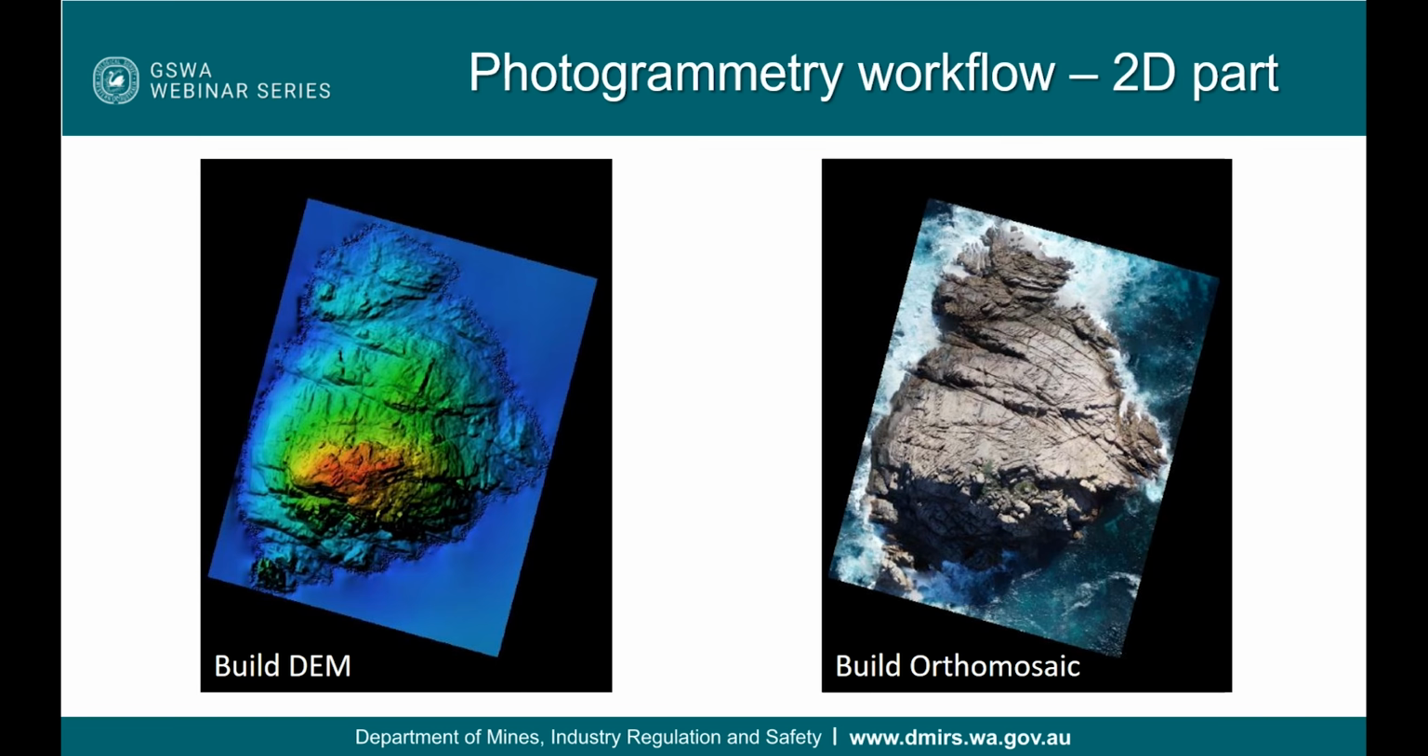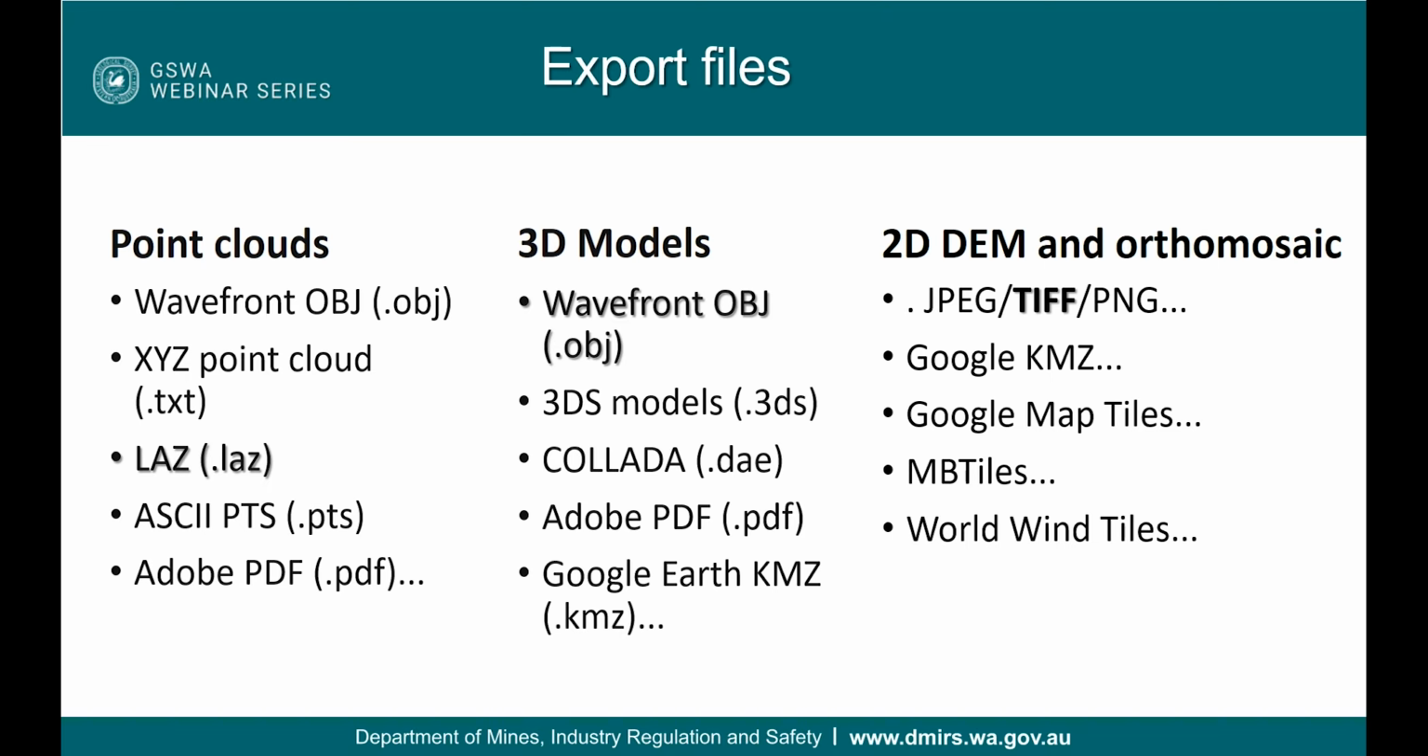From these 3D datasets, you can create 2D images. Here I created a DEM from the dense point cloud, and on the right-hand side is a high resolution 2D orthomosaic. All these photogrammetry datasets can then be exported in various formats. I use LAZ format for my point clouds, OBJ for the 3D models, and TIFF files for my orthomosaic exports.